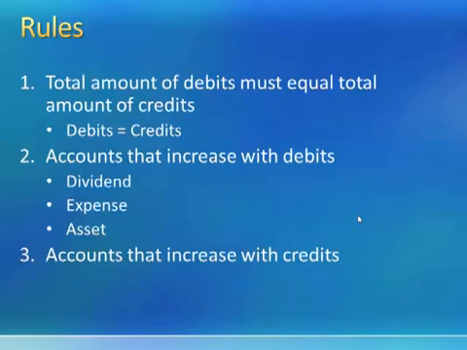The third rule determines the accounts that increase with credits. The accounts that increase with credits are liabilities, equities, and revenue.